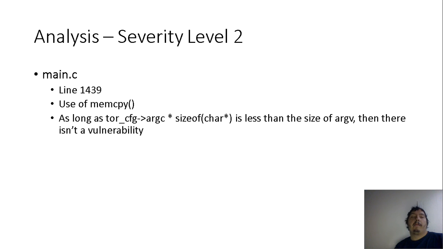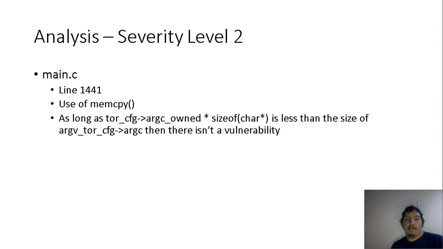The memcpy. As long as Tor CFG argc times size of char star is less than the size of argv, then there's not a vulnerability. Otherwise, there is. I think I have time to fully trace that and make sure that's the case. Lots of digging, the code was scattered all over the place. But, yeah. If that's the case, then that's it.